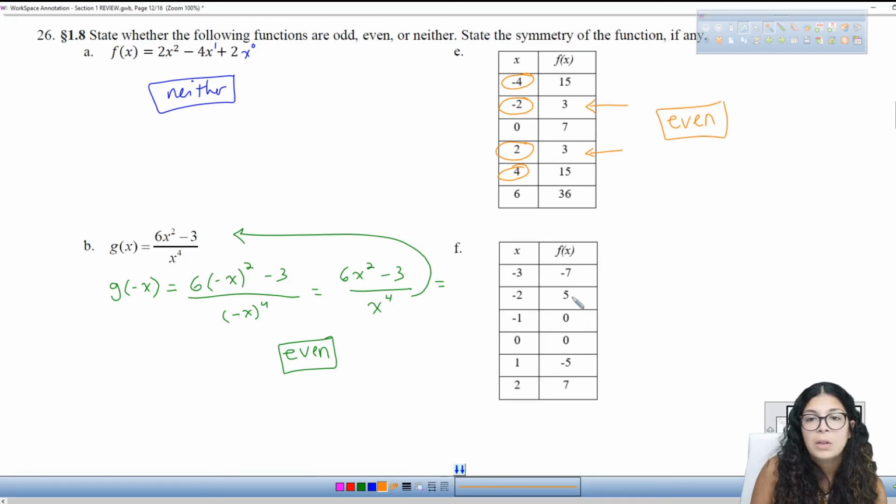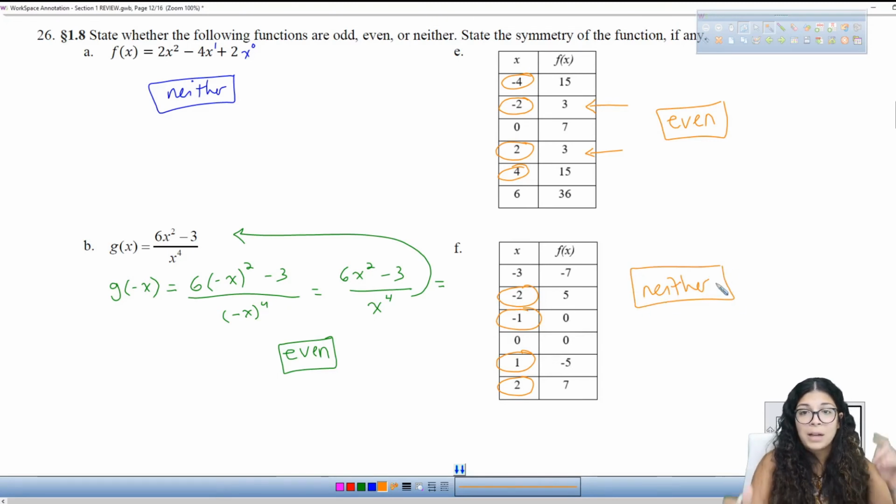Okay. Now looking at this next one, again, we want to look at opposing numbers. So -1 and 1, we have 0 and -5. Then for -2 and 2, we have 5 and 7. So they are not the same and they are not opposites. So this is neither.